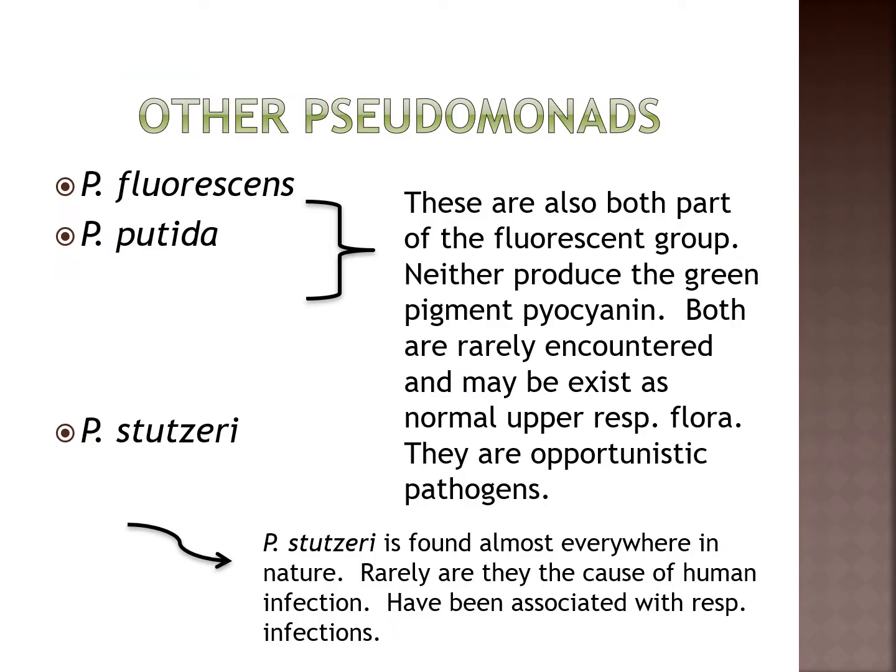Other Pseudomonas I want to talk about is Pseudomonas fluorescens and Pseudomonas putida. These are both part of the fluorescent group, even though neither one of them produce the green pigment pyocyanin. Okay, these are rarely encountered, so you don't need to know too much about them other than they are in the fluorescent group. Then we have Pseudomonas stutzeri. It's found almost everywhere in nature. It's rarely the cause of human infections, but it's very interesting and recognizable, and I'll show you in the next slide what that looks like.